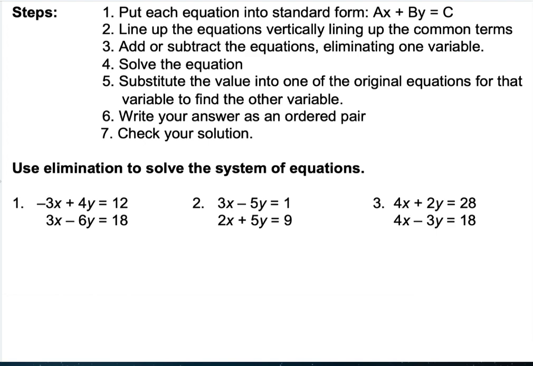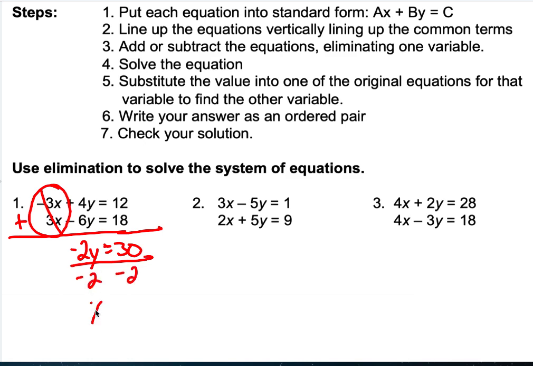So here's what that's going to look like. The idea is we want to find one of the variables that are opposites of each other, so that if I were to add these two equations together, -3 plus +3 would turn to 0. I'd have +4 and -6y, so that'd give me -2y, and 12 plus 18 is 30. Notice now I'm down to just my y. Quick solve, and I get y is equal to -15.